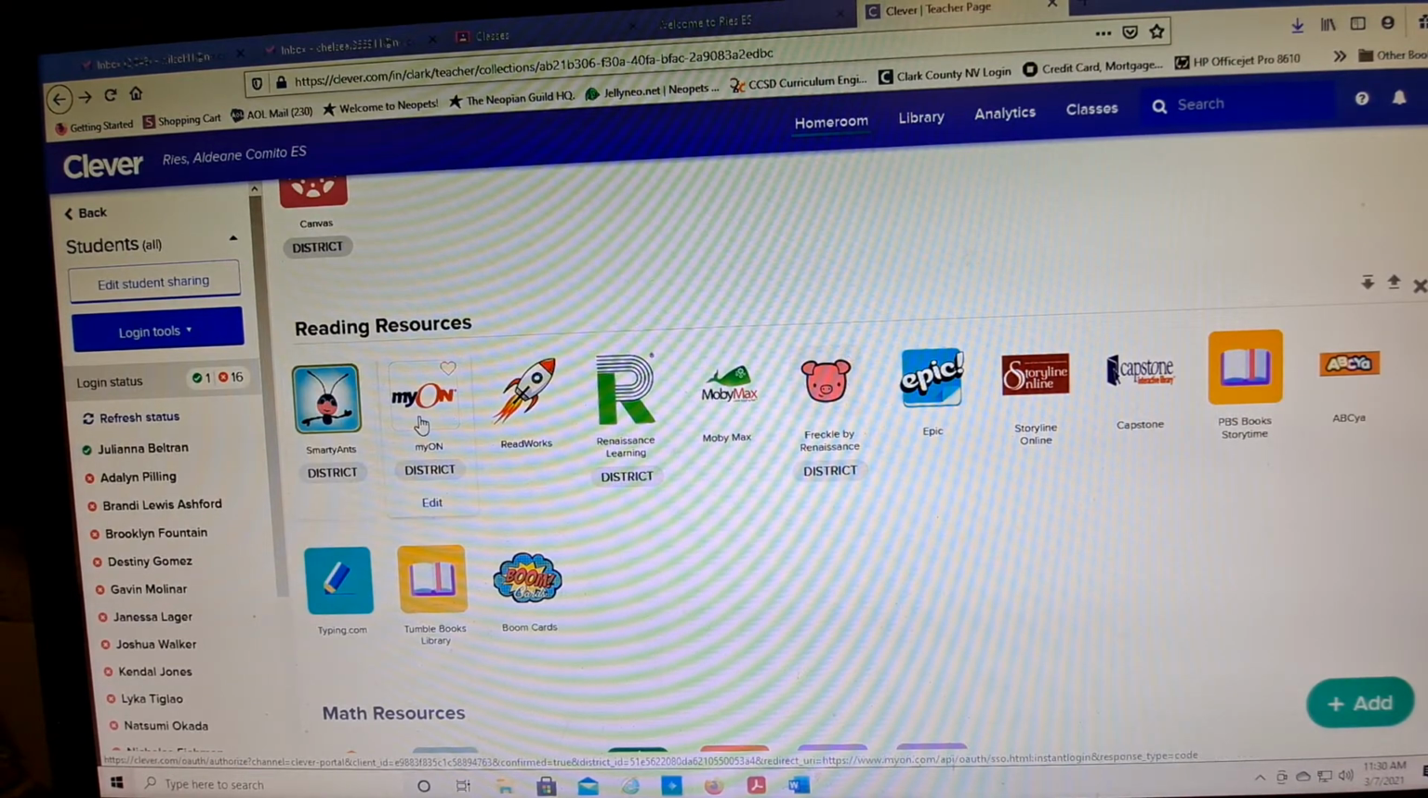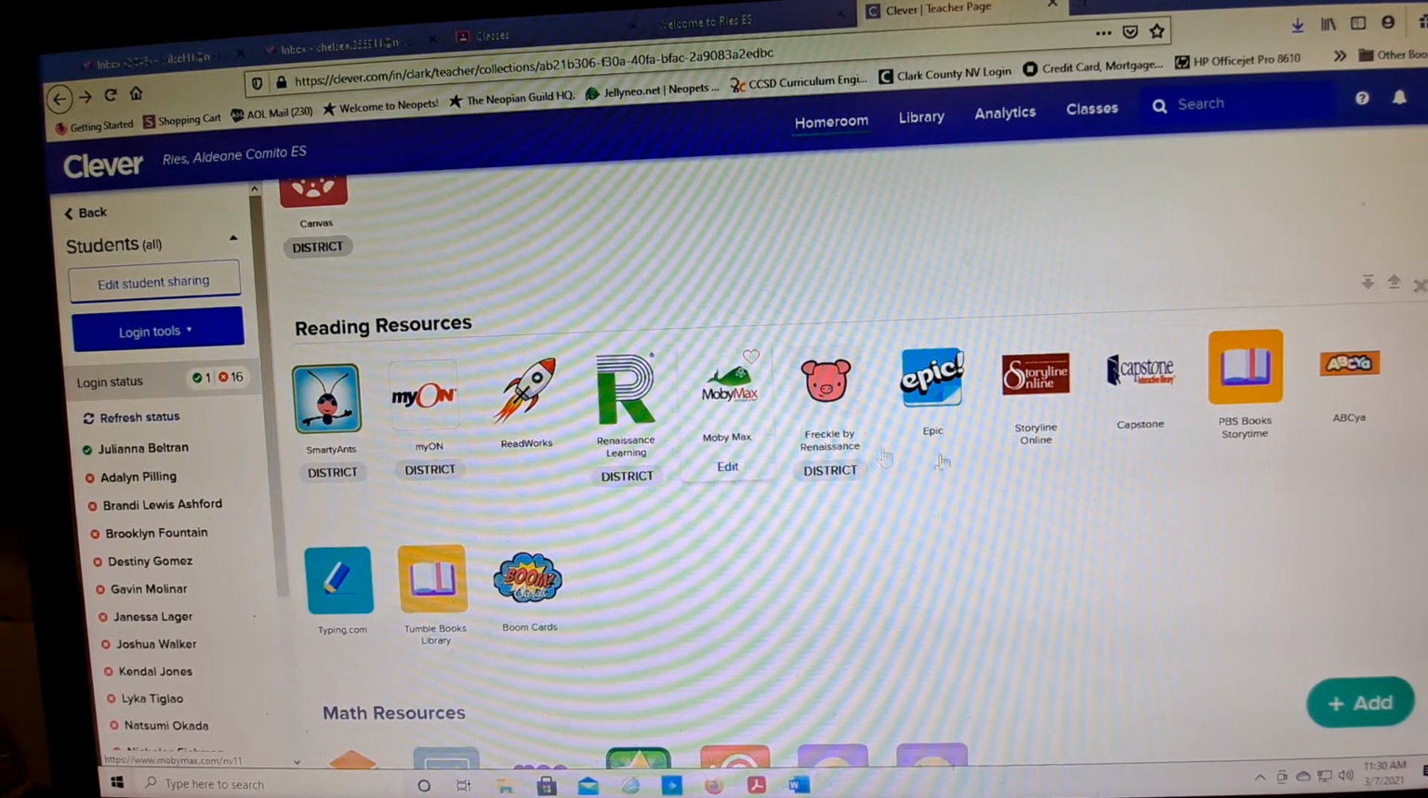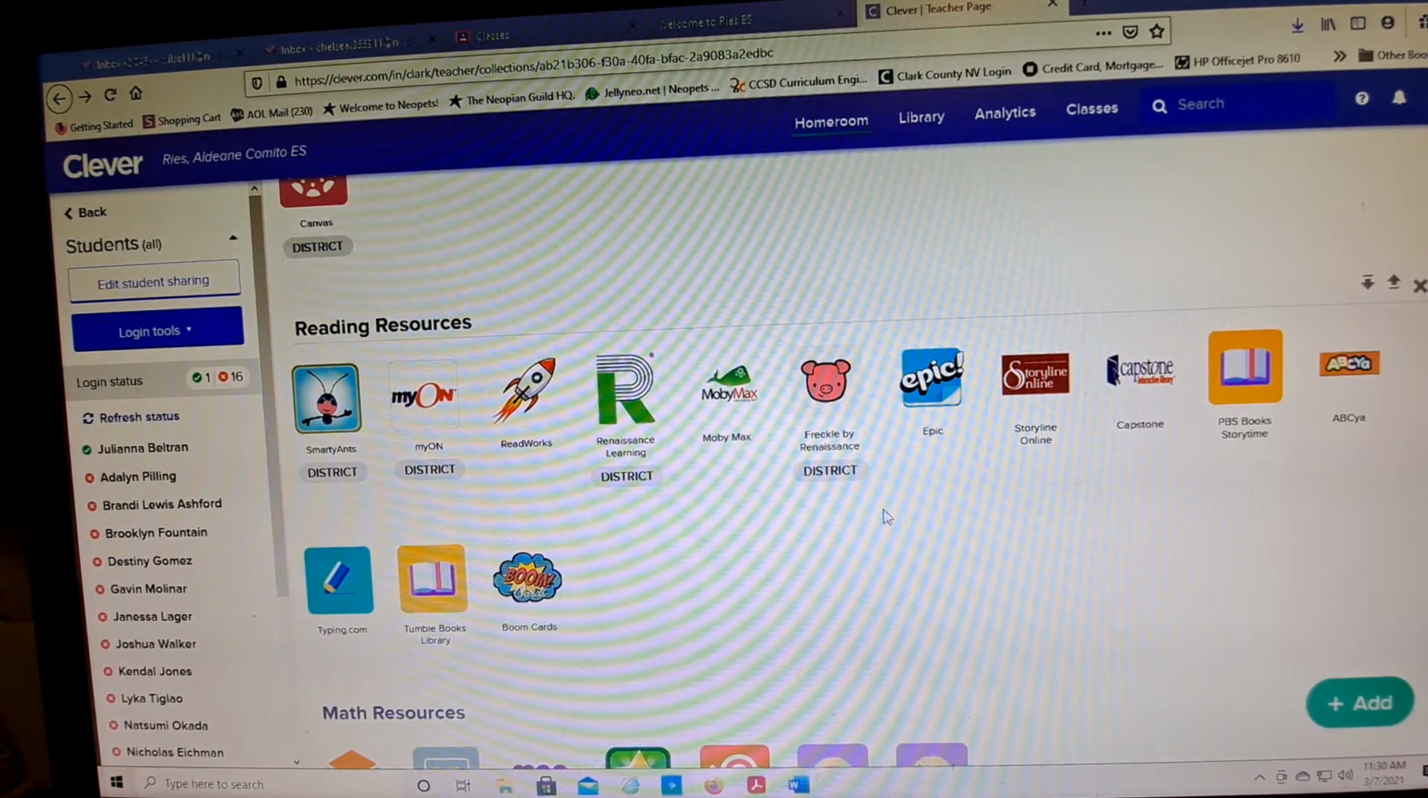Smarty Ants, Mayan, of course. There's ReadWorks, Renaissance Learning for AR Test. MobyMax I did keep for them. ABC Ya is a great resource. It has so many games for the kids to play math and English language arts. So I'm going to click Canvas so we can get to our class.